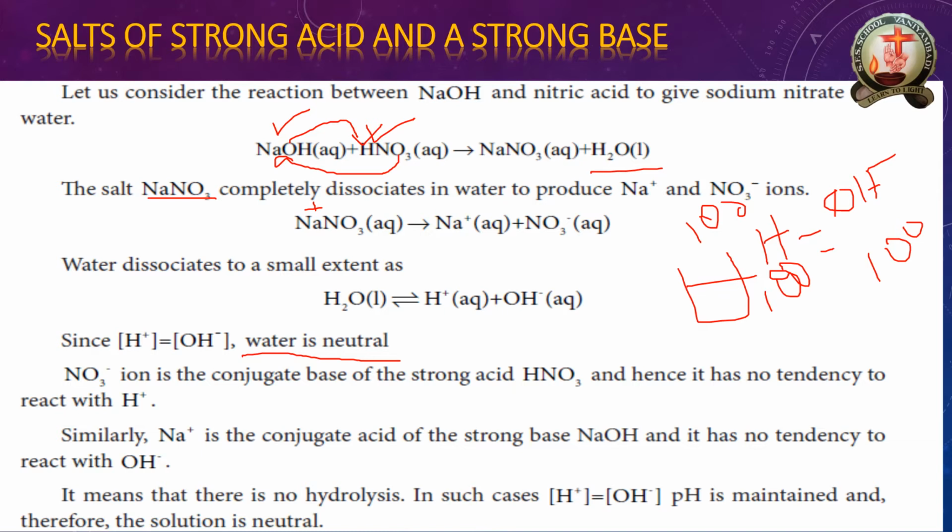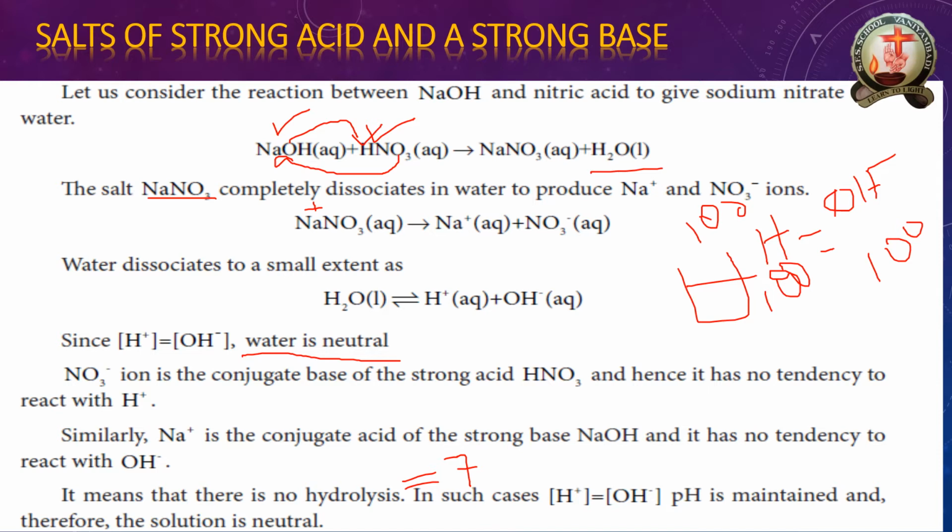So finally, for this medium, it means there is no hydrolysis. That means there is no hydrolysis. In such a case, as H+ and OH- ions are equal, the pH stays neutral. Suppose this pH is 7. This is an important topic for preserving your foods.